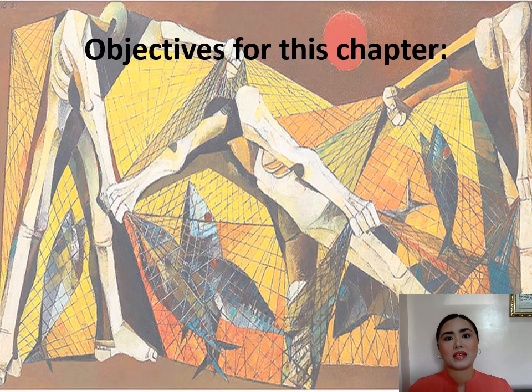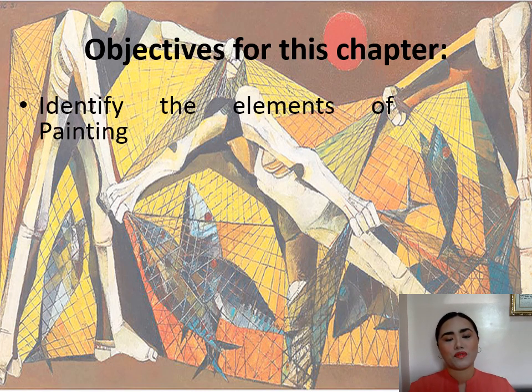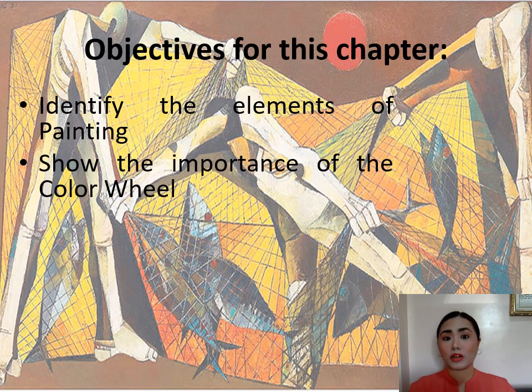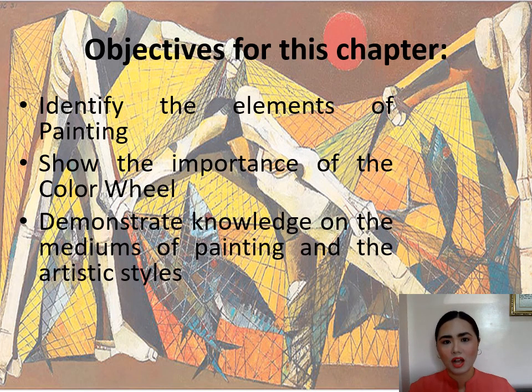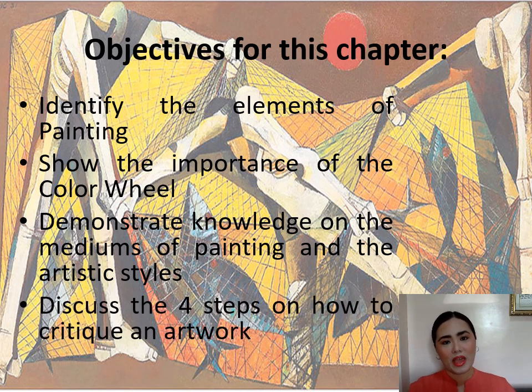We have four basic objectives for these chapters. Our first objective, for us to be able to identify the elements of painting. Number two, to be able to show the importance of the color wheel. Number three, to be able to demonstrate knowledge on the different mediums of painting and the artistic movements. And our last objective, to be able to discuss the four basic steps on how to critique an artwork.